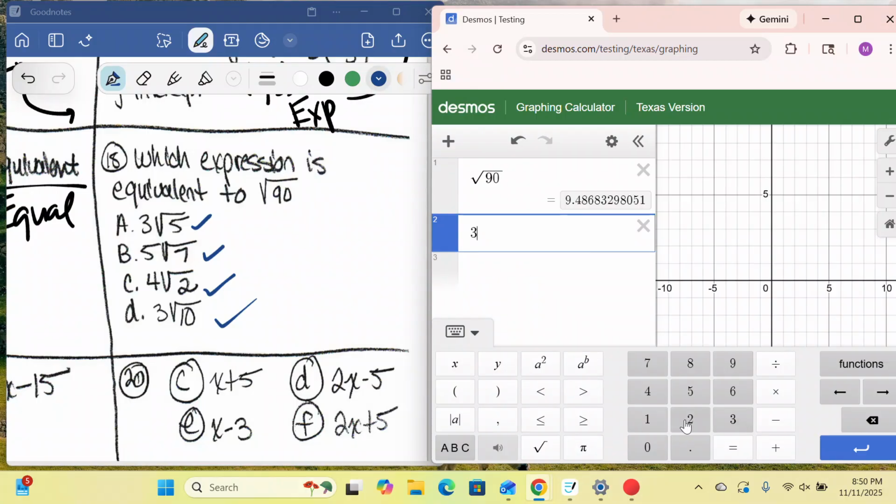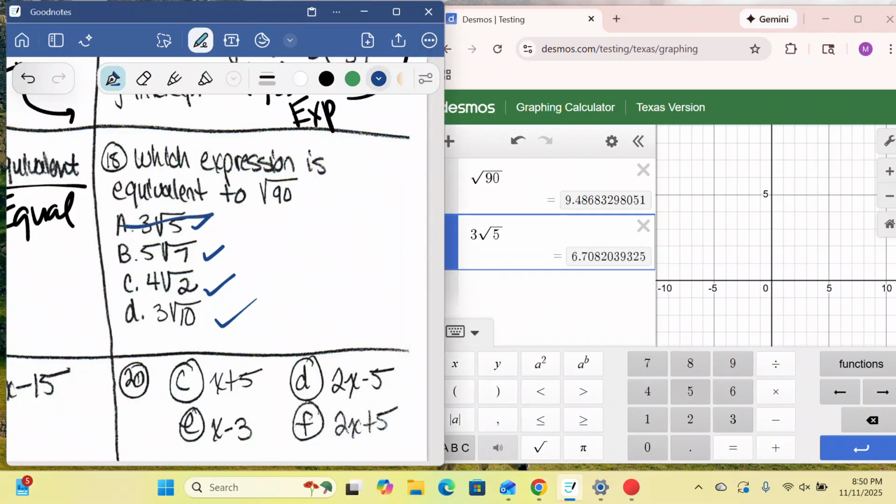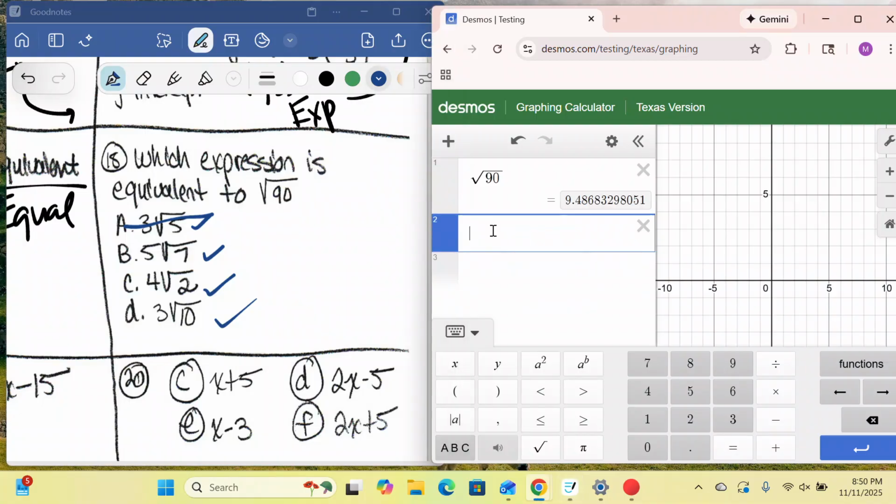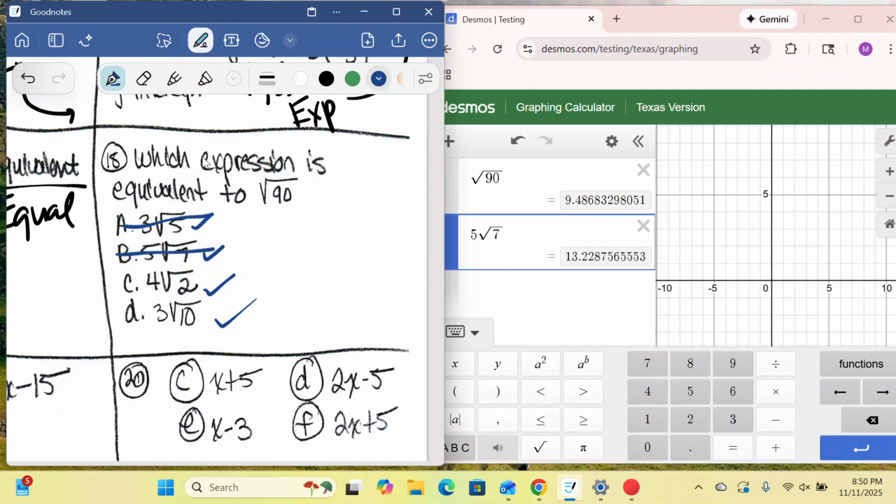So again, I'm going to see if it has an answer. So all I'm going to do is 3 square roots of 5. Not even close, so this one is wrong. Letter B. 5 square roots of 7. Wrong. Then I'm going to check my next one. Letter C.